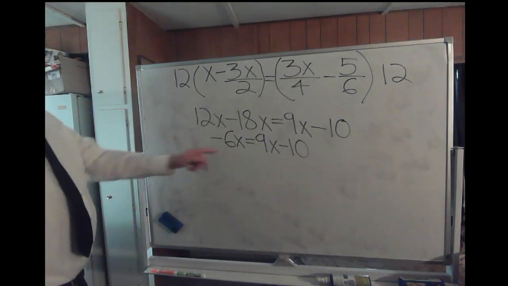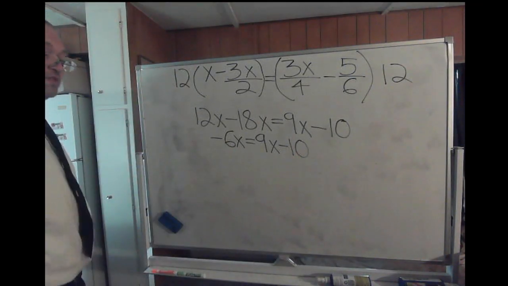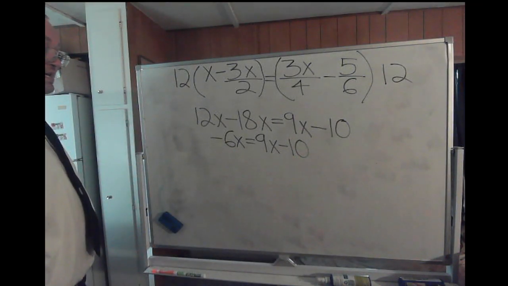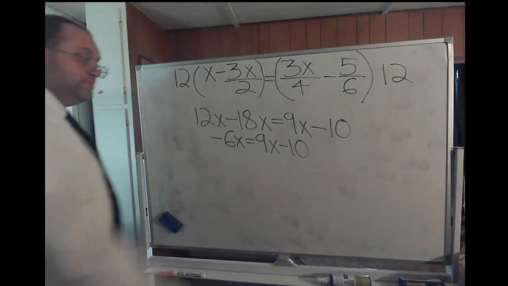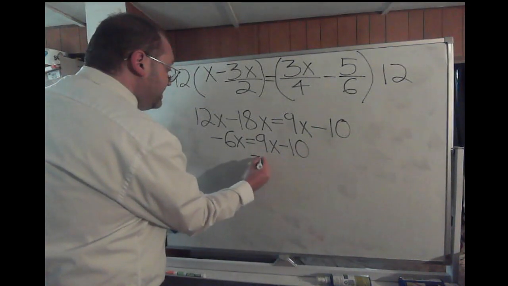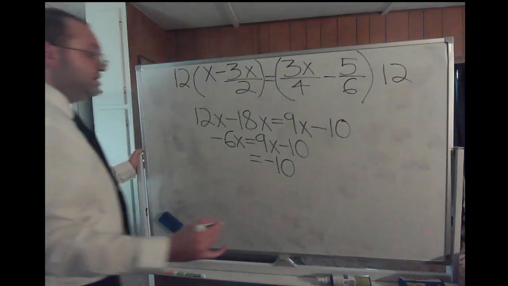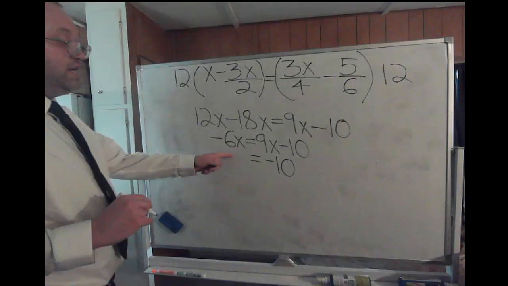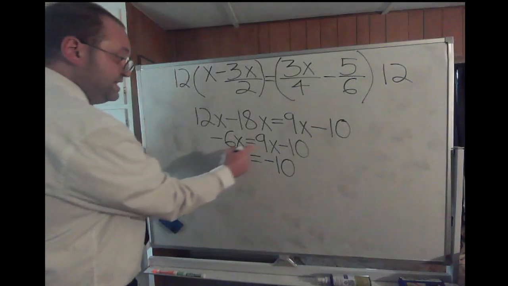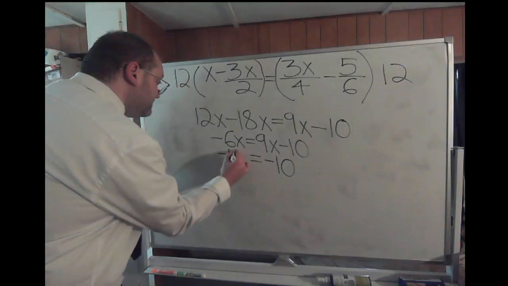Well, we have a variable on the left-hand side, however, we want to get that negative 10 by itself on the right-hand side, do we not? In order to get that negative 10 by itself on the right-hand side, we got to subtract 9x from the right-hand side. If we do that, we do in fact get negative 10 by itself. But what you do to one side, you got to do to the other. So negative 6x minus 9x, that's negative 15x.